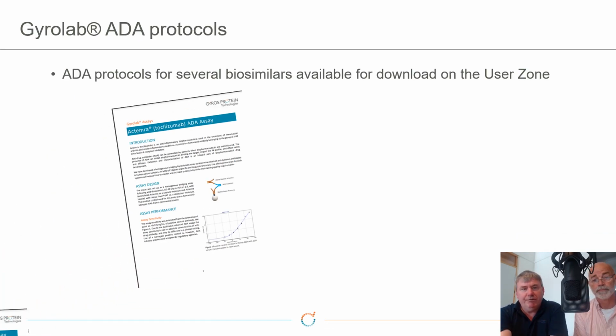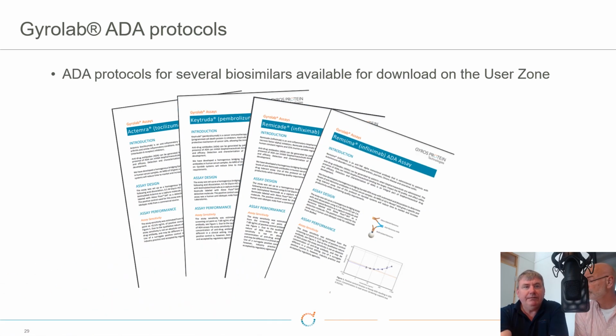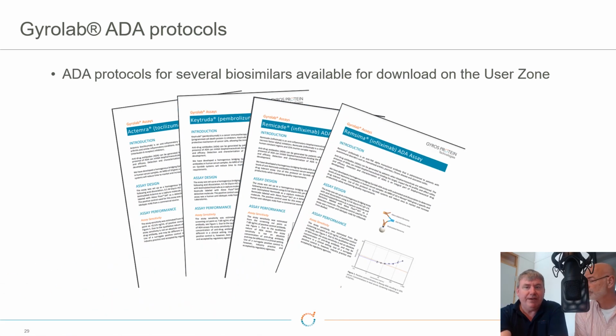Just as a general reminder, we do have Gyrolab ADA protocols. These are drug-specific assays that have been developed for various biosimilars, and can help you set up drug-specific assays very quickly, particularly when you are looking to measure things in human matrix. Yeah, and I think these are useful for folks even if your drug of choice isn't among those listed in the protocol, as this gives you a framework for how you could approach a specific ADA assay on the Gyrolab platform.